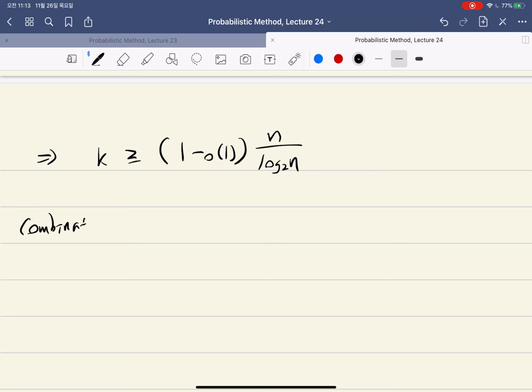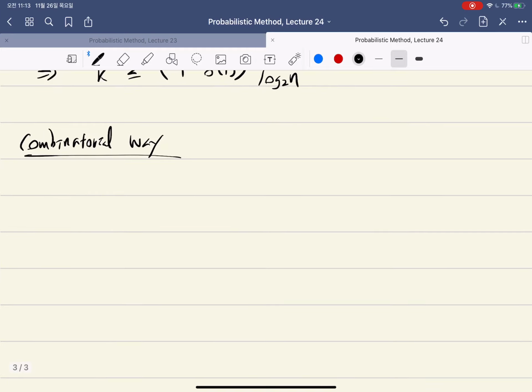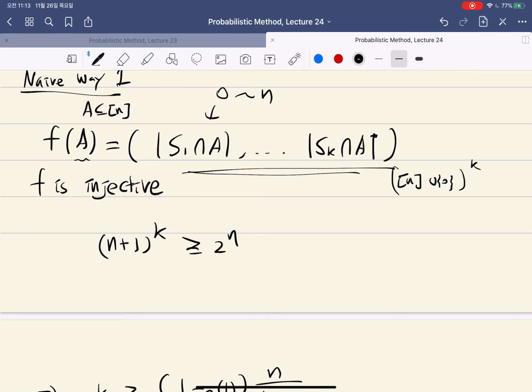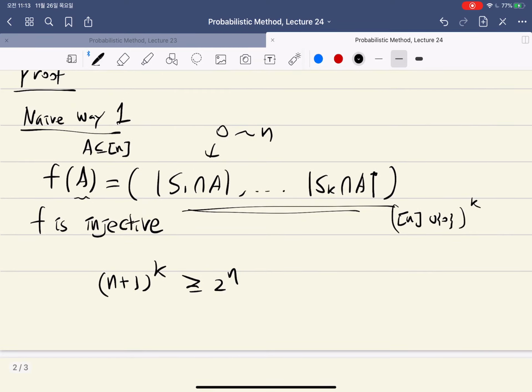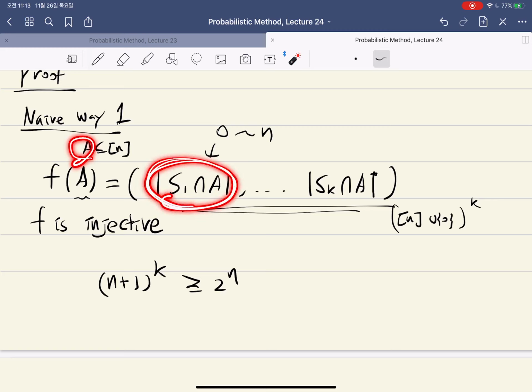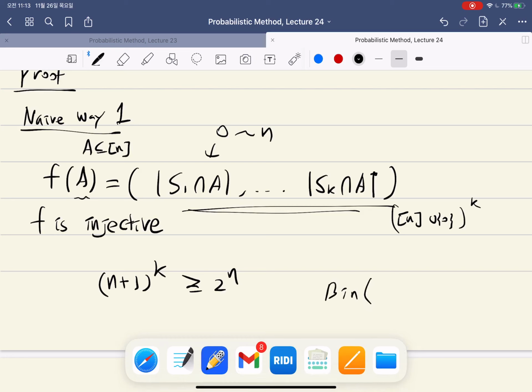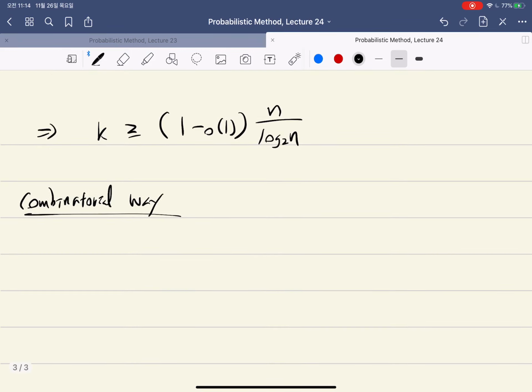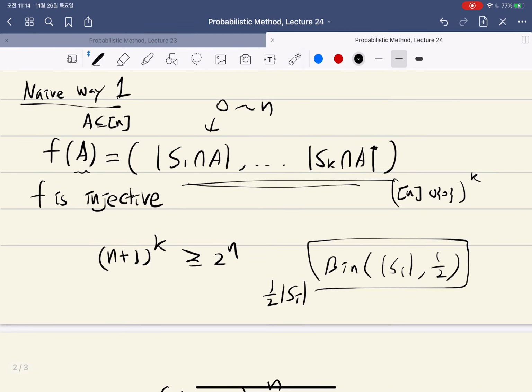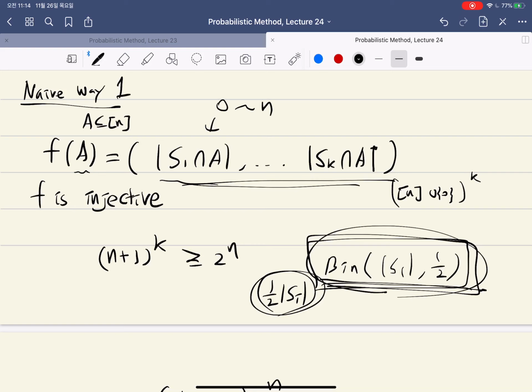Then we can actually prove it in a combinatorial way by considering this. If you think about the Chernoff bound, if this set is chosen uniformly at random, then what's this? This set is nothing but the binomial distribution of size |Si|, comma, half. And we know that in expectation, this is very concentrated around half of |Si|, and the concentration can be measured by using Chernoff. So if this has this distribution, it's very unlikely that this has a very small number or a very big number. With high probability, this is very concentrated around here.